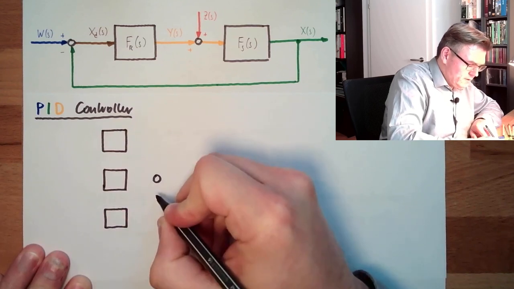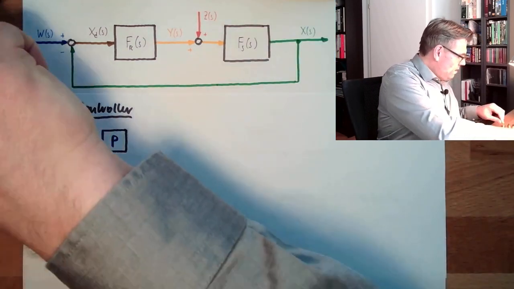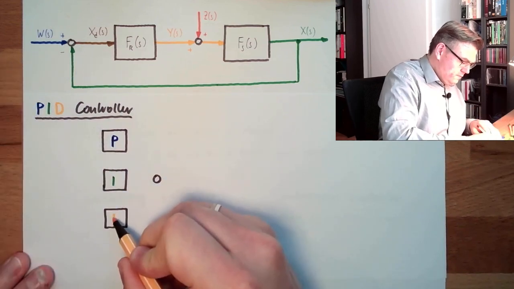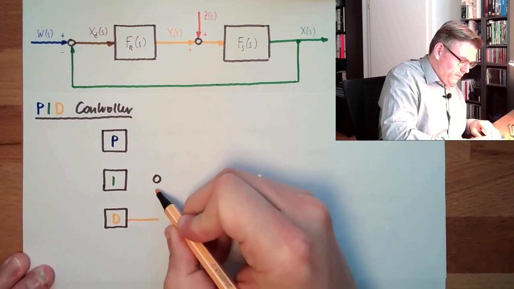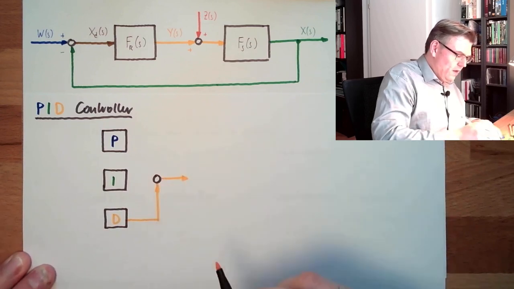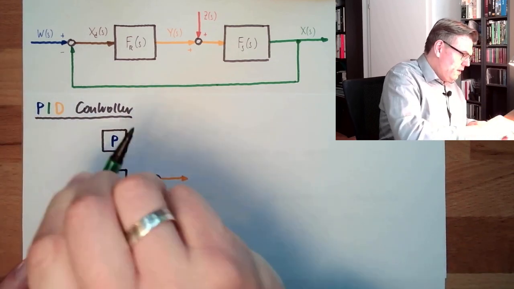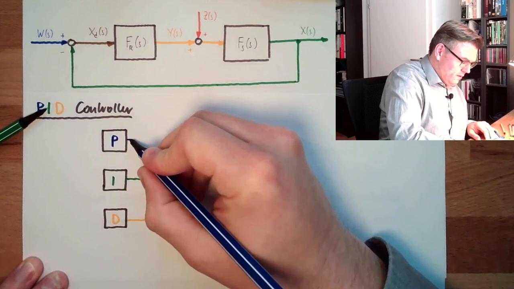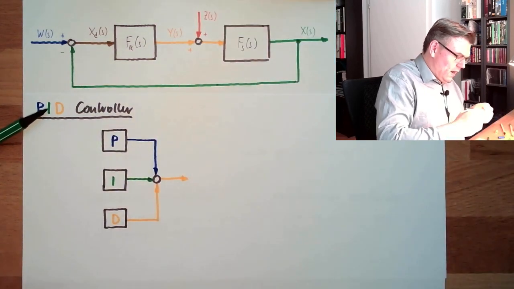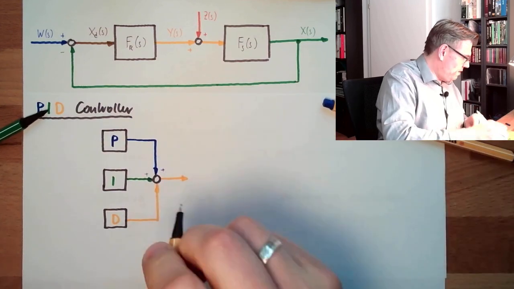All three parts are combined at the end. P, I, D. It's the output of the D element. In the end, we are again building our correcting variable. Here's the output of the I element. Here's the output of the P element. All of those are summarized here. So we have pluses everywhere.